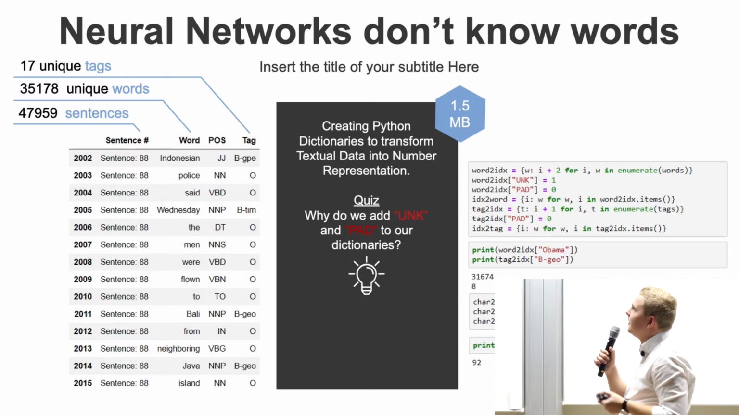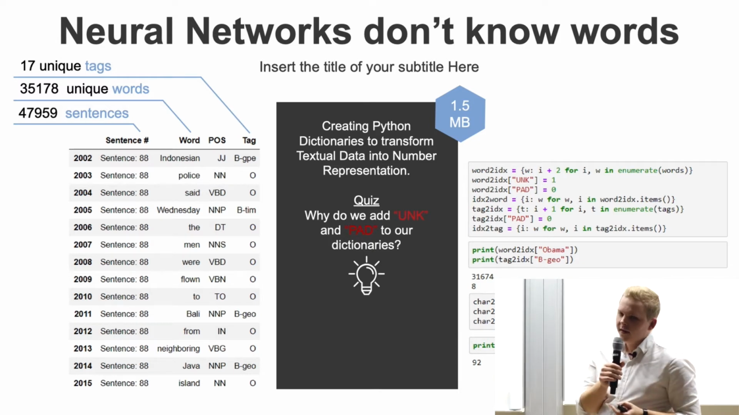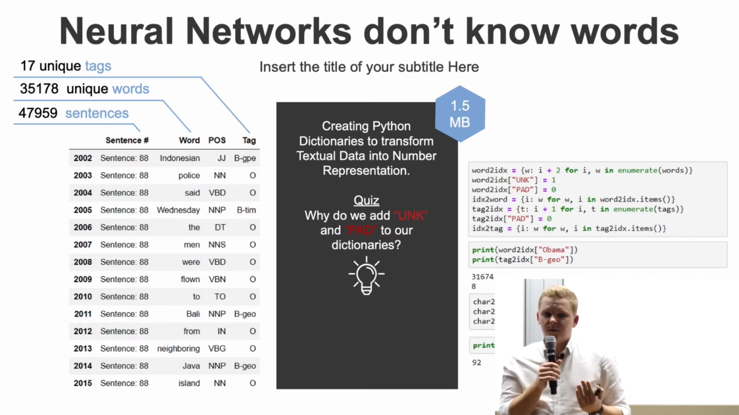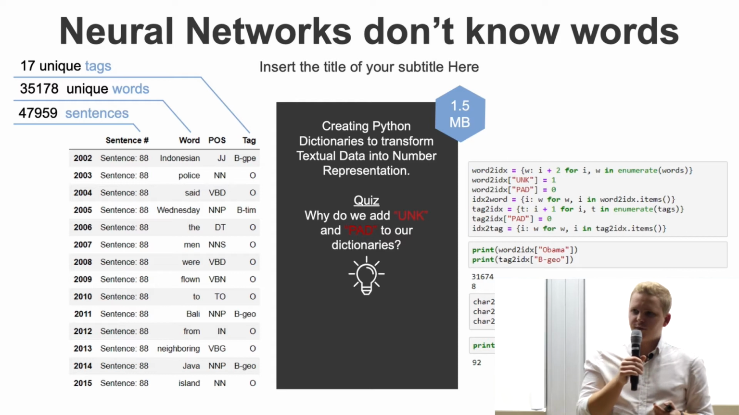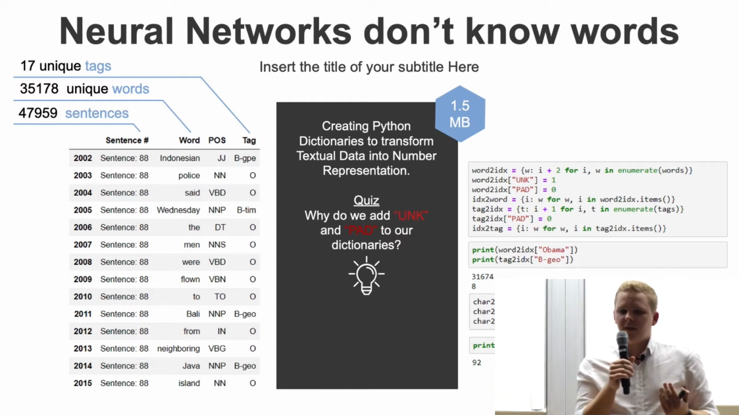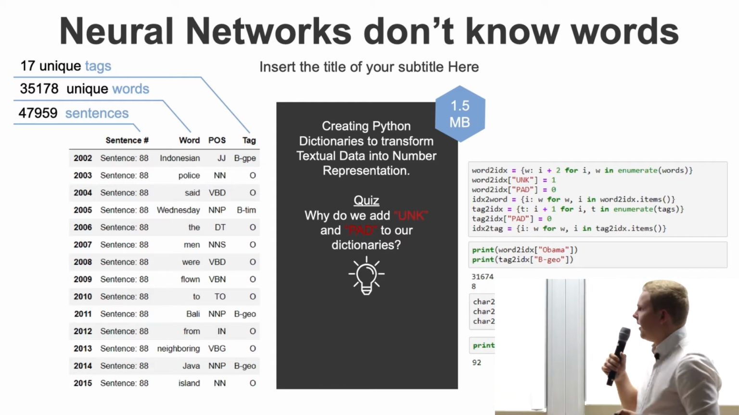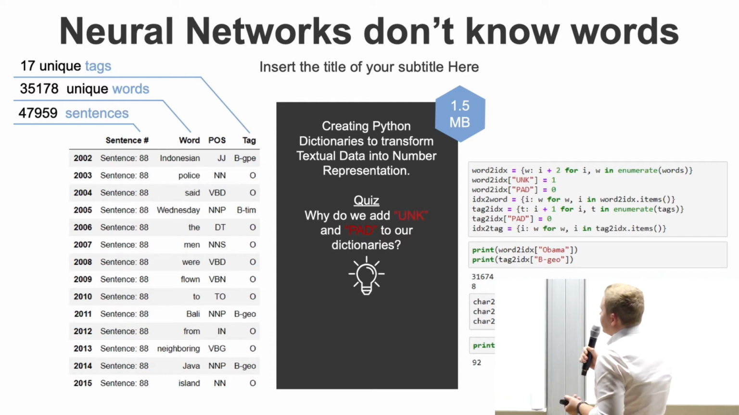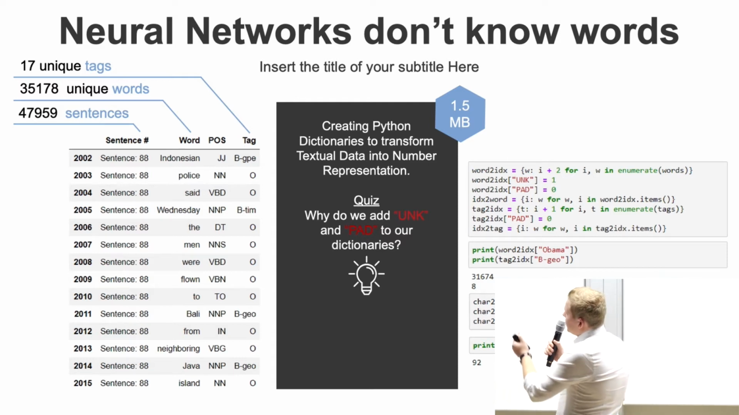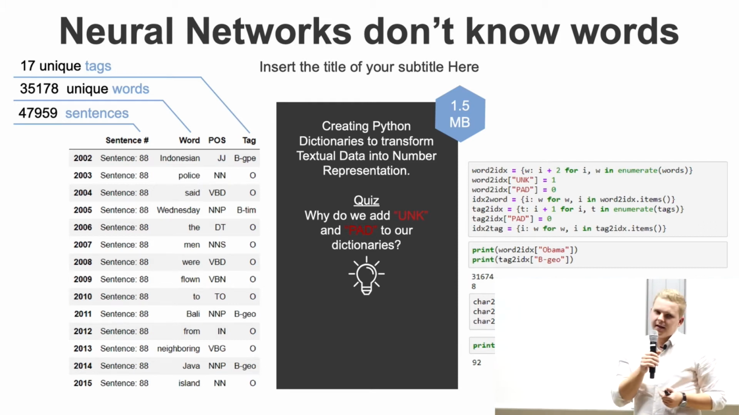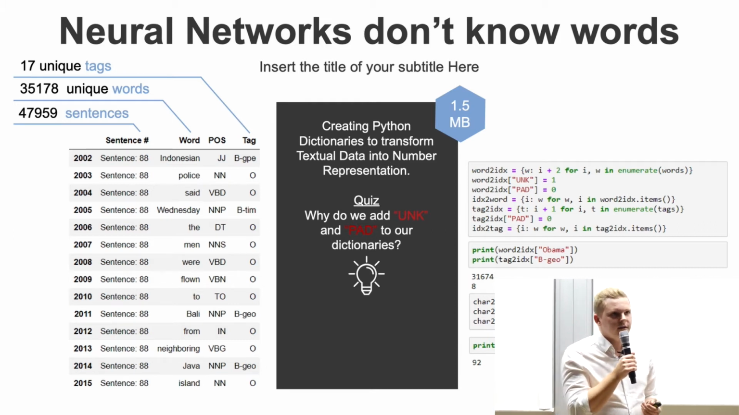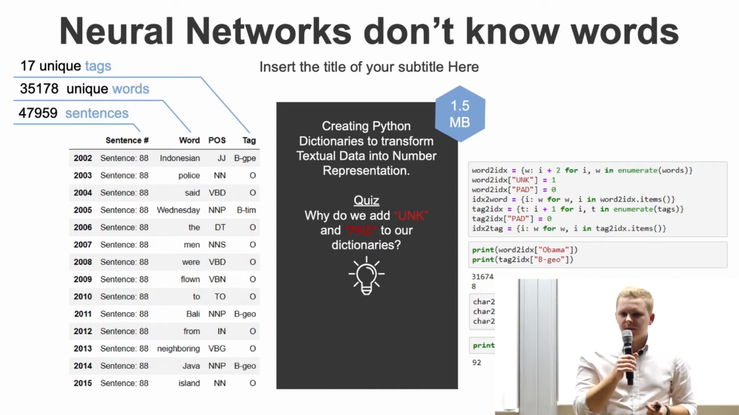But of course, as I said here, neural networks don't know words. So as a first step, which you have to do in every case when you want to train a neural network, is to transform these words into some kind of numerical representation. I did a very simple approach here. You can see it here on the left side, for every word I have a unique number behind it. And of course, I added two additional words.